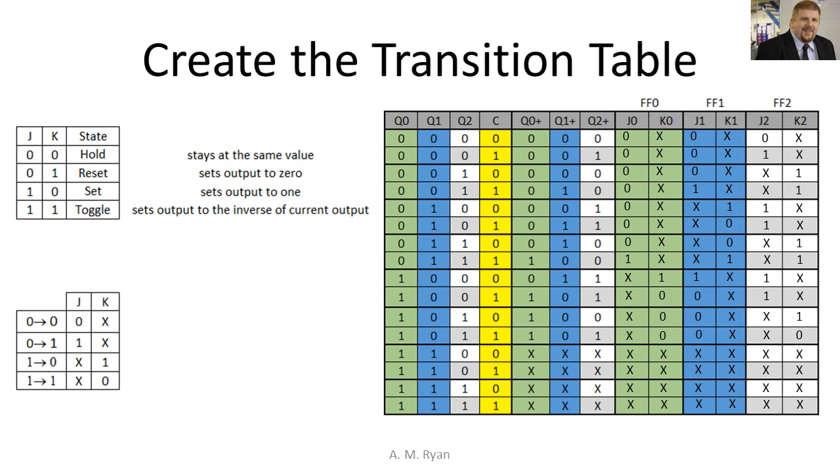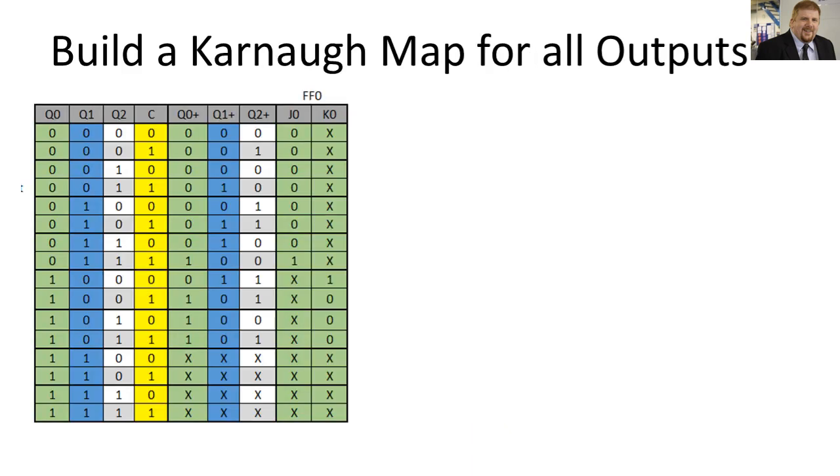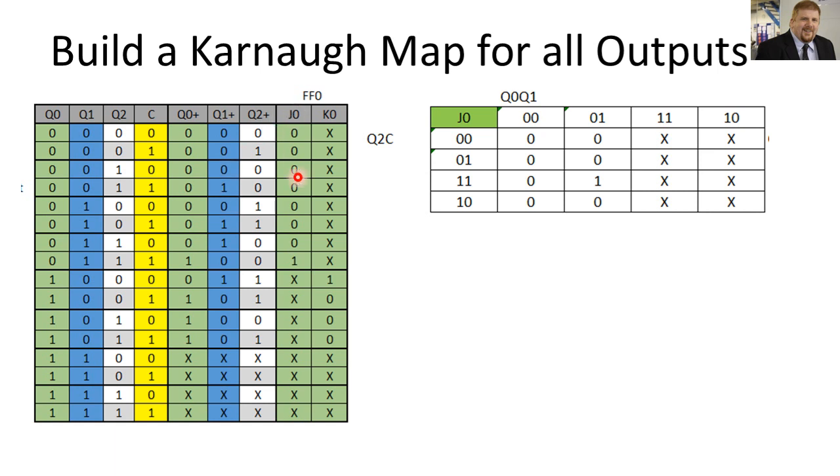What we then do is populate all of these J's and all of these K's, and we work out the simplified logic by using a Karnaugh map. So you'll see here I've hidden the two flip-flops we're not looking at, we're looking at flip-flop 0, and we build a Karnaugh map for J0. So the 0 here is this 0 here. Okay, so we have 0, 0, 0, 0, 0, 0, 0, 0, 0, 0, 0, 1, 0, 0, 0, 1. So that would be that cell there. You can see how these populate in. Again, if you need to revise Karnaugh maps, there is stuff online on how to build one.